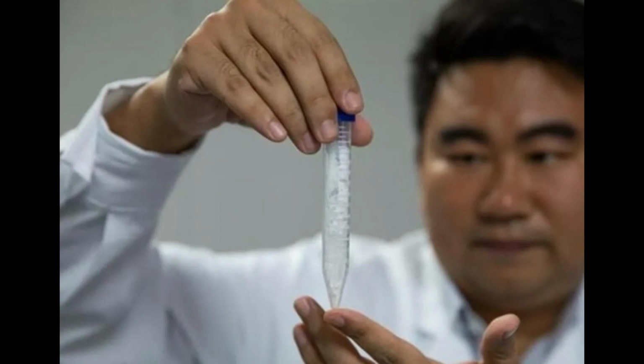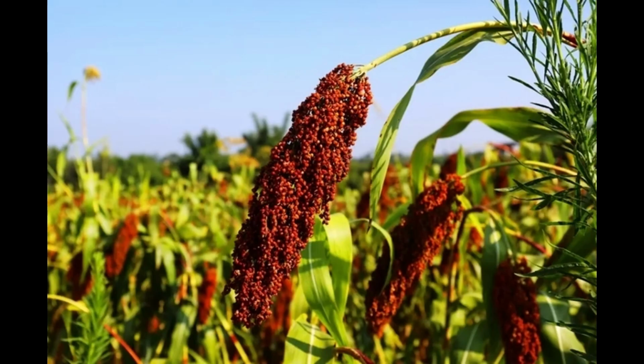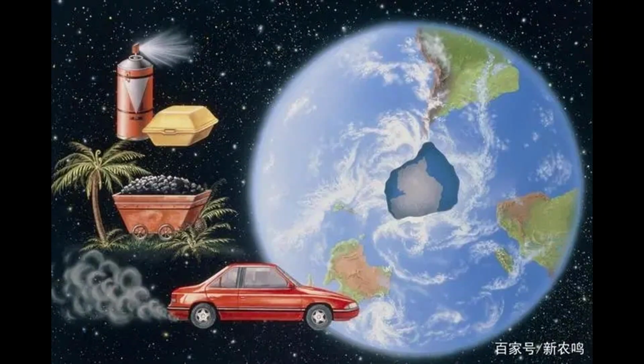Chinese science turns waste into treasure, using carbon dioxide to produce artificial starch. The challenge of feeding the growing global population while minimizing environmental impacts has prompted scientists to explore innovative solutions. A research achievement in China has shocked the world. It turns out that domestic scientists have successfully turned waste into treasure, using carbon dioxide to produce artificially synthesized starch.